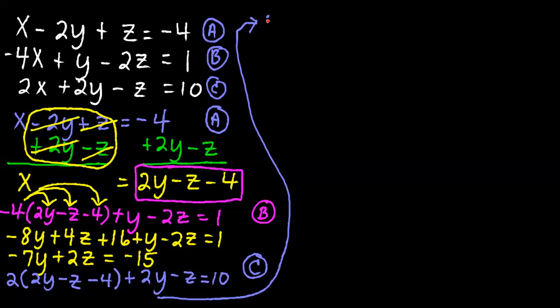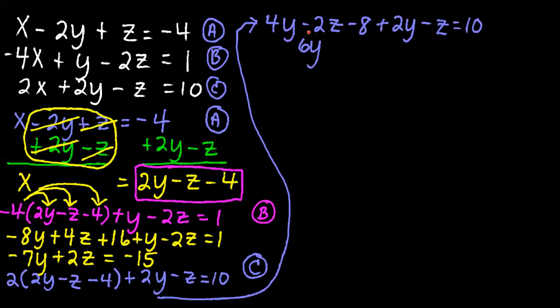Using the distributive property, I'll have 4y minus 2z minus 8 plus 2y minus z equals 10. Okay, so I'll clean this up a little bit. My positive 4y and my 2y are going to give me 6y. My minus 2z and my minus z are going to give me minus 3z. And then I've got my minus 8.